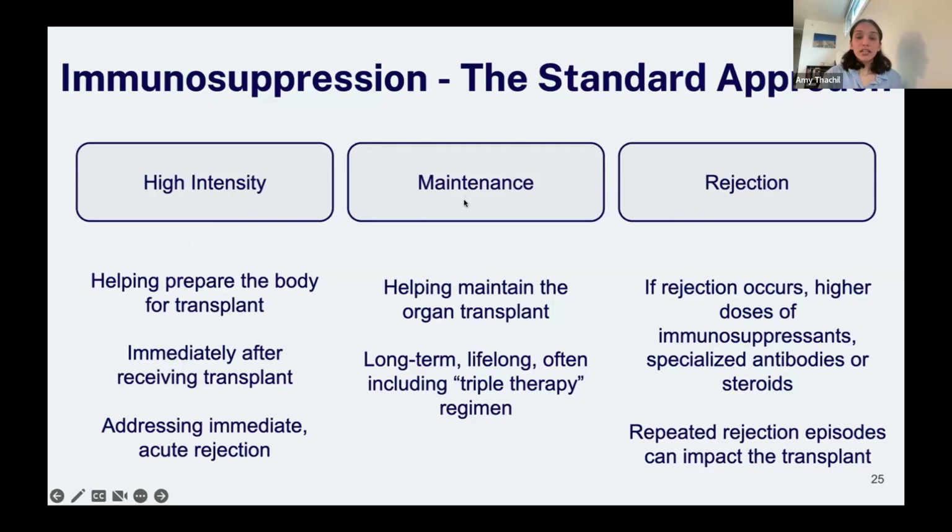Maintenance immunosuppression is typically a lower dose of immunosuppressive medication, and it's given long term, so typically lifelong, and it's to help the recipient's immune system tolerate the transplant over a longer period of time. If rejection does occur, it's typically treated with higher doses of immunosuppression as well as steroid-based treatments. And overall immunosuppression has significantly improved transplant outcomes for recipients, but these medications carry very significant side effect profiles. Namely, they increase the risk of infection and cancer post-transplant.